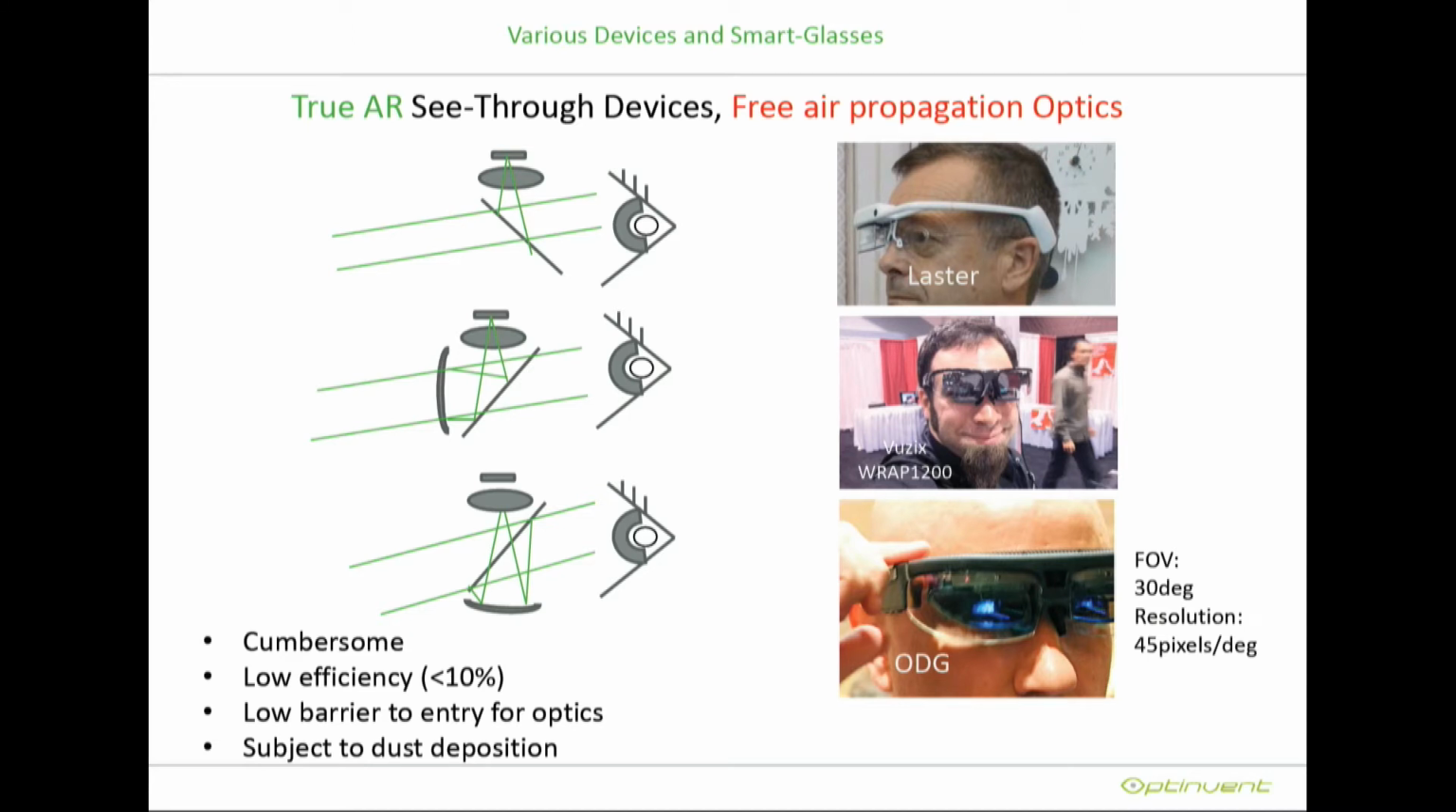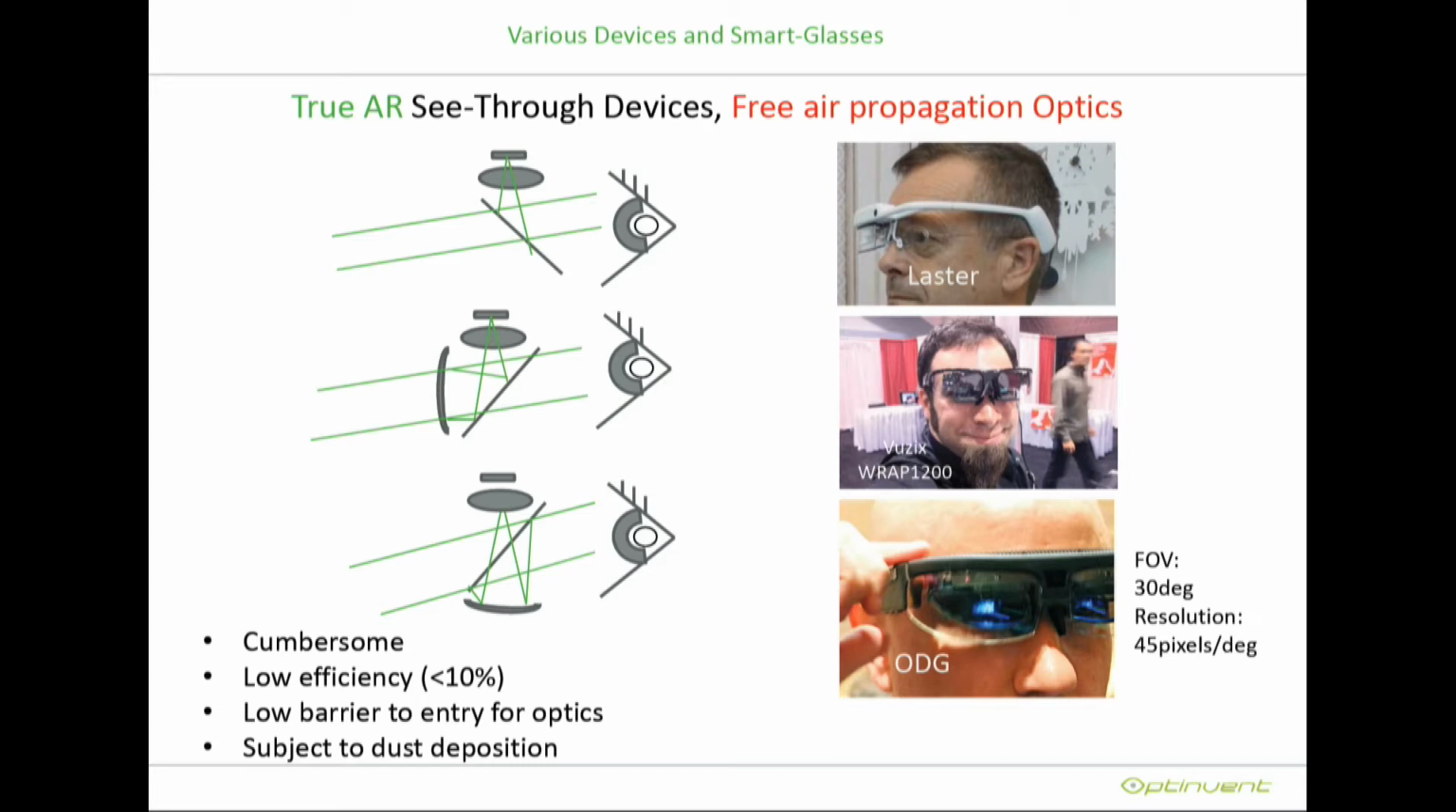You now have the system we call the true AR. The first systems use free air propagation. You see the eye position, and you have a 45-degree folded mirror, so you have a referral system, like what Vuzix or ODG are doing. So this system is still cumbersome.